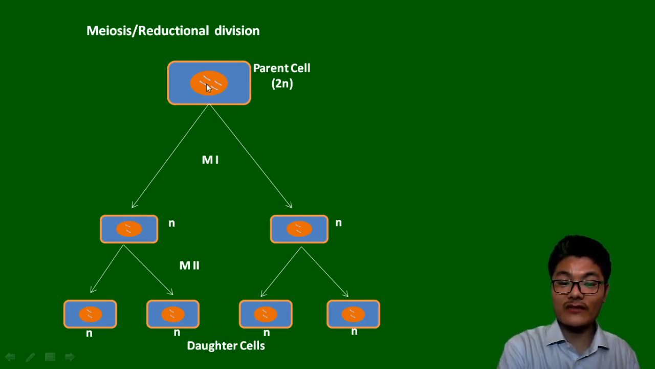Over here I've shown a cell with 4 chromosomes, and after undergoing meiosis 1, there is formation of a cell with 2 chromosomes. At last, after completing the entire meiosis process, there is formation of 4 daughter cells which have half the number of chromosomes of the parent cell. The parent cell has 4 chromosomes, and the daughter cells have only 2 chromosomes.